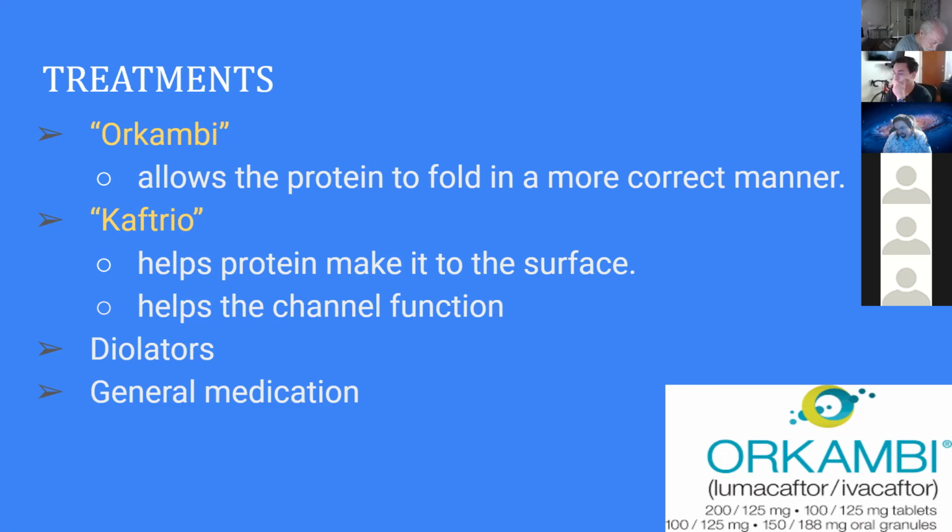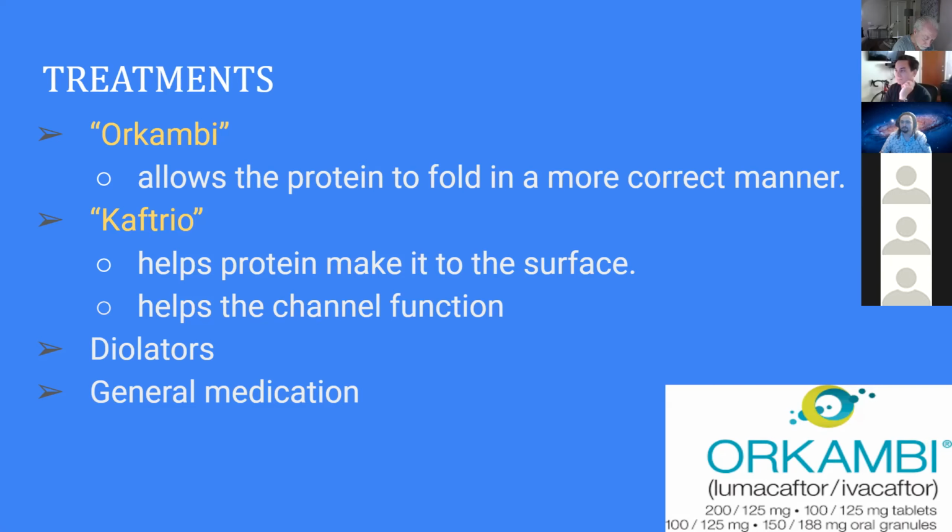So the treatments to treat it are Orkambi. It's a drug specific to this mutation, which works in a way that allows the protein to fold in a more correct manner. The second is Kaftrio, another medication which helps the protein make it to the surface, as well as helps the channel function properly so the ions can flow properly.